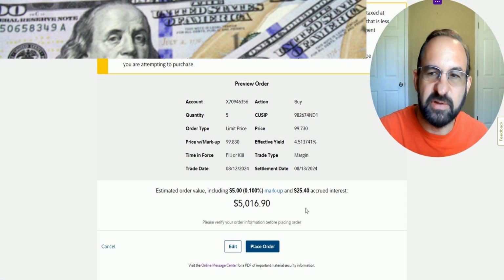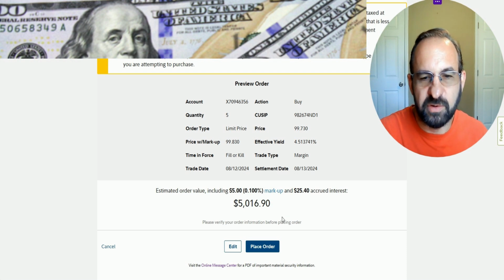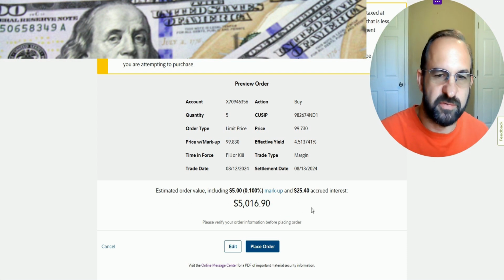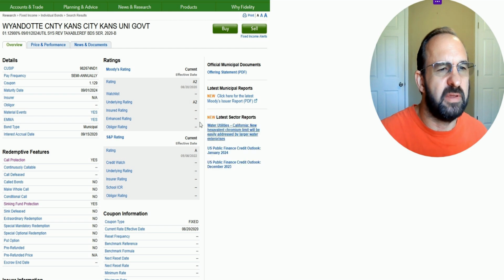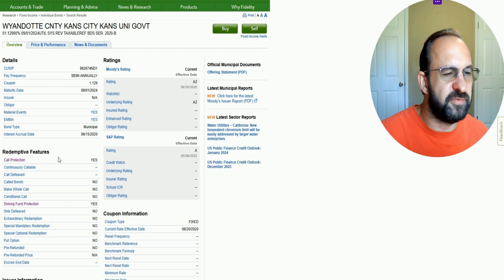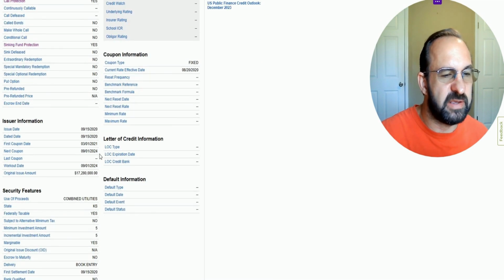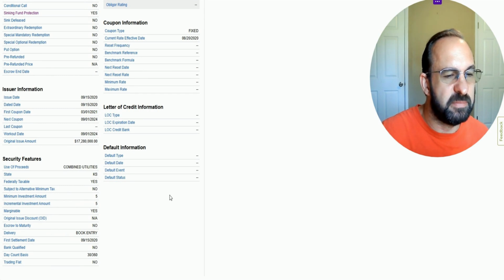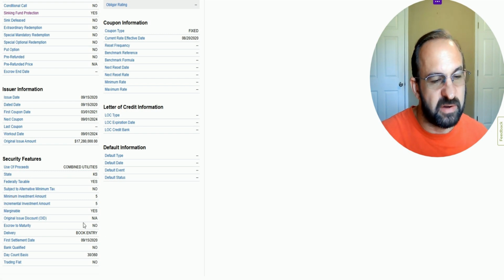But if you buy U.S. Treasury, there are no fees. You don't pay any fee to buy U.S. Treasuries on Fidelity. If you click on the description, it gives you information about your features, the call protections, the sinking fund protections, anything else you want to know about this is on here. Your issue date, everything else, anything you may be issued. And then security features: your state is right here, federal taxable, yes, subject to alternative minimum tax, no, marginable, yes, and all this other stuff.